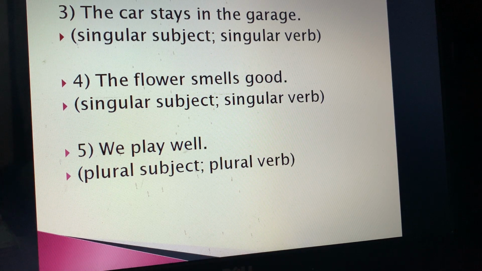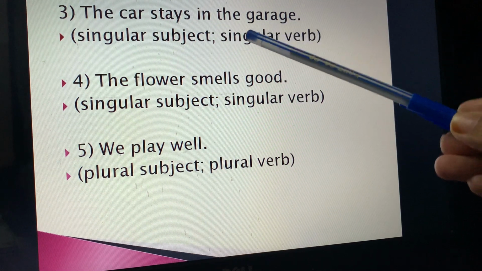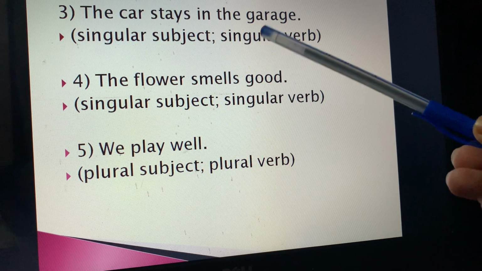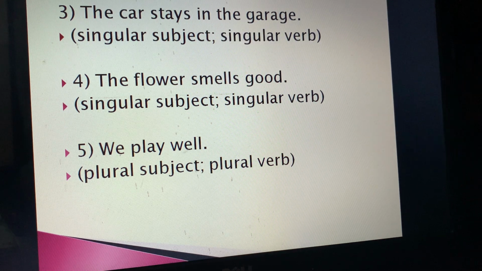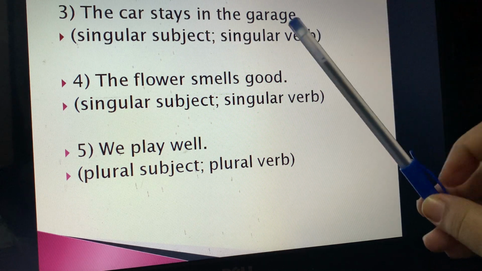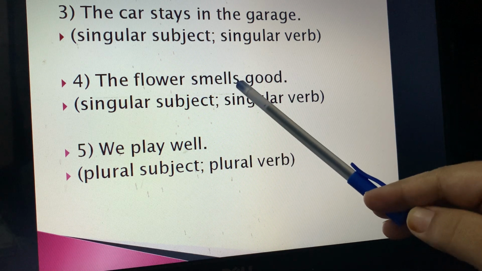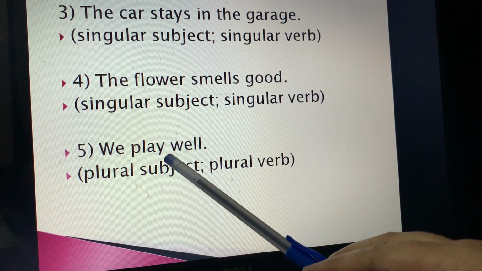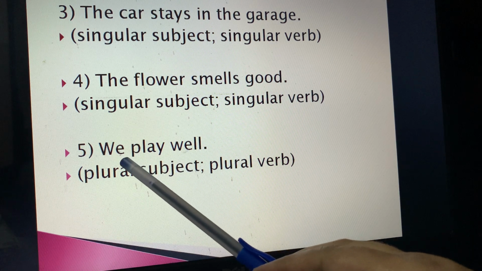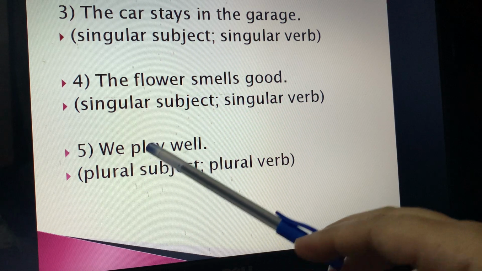Next example is, the car stays in the garage. The car is the subject over here. It is singular, so the verb is ending with S, stays. So the verb agrees with the subject. The flower smells good. The flower is a singular subject, so the verb will end with S. We play well. We is the plural subject, so plural verb, we play well.